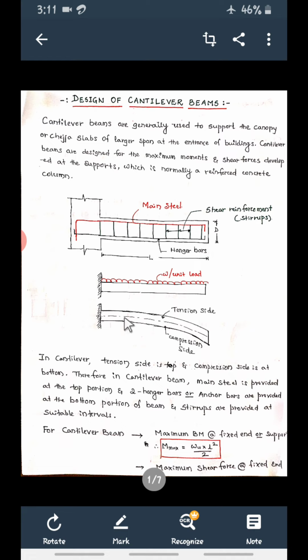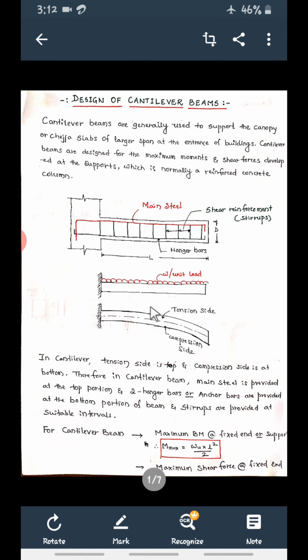If, instead of the top, you provide the main steel at the bottom, this cantilever beam is going to fail. So remember, whenever we are providing a cantilever beam, or a cantilever slab, or a cantilever chajja, the main reinforcement will be provided at the top, not at the bottom. At the bottom, just hanger bars or nominal steel will be provided, but your main reinforcement should be provided at the top of the beam in the cantilever portion.